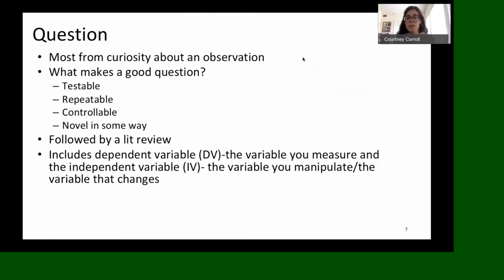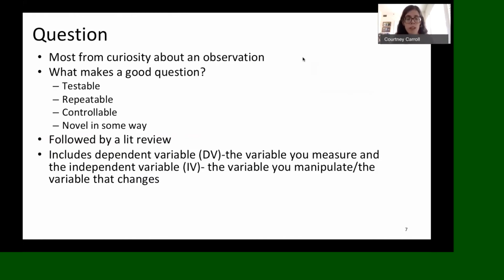And so let's dive in at the beginning here. So a question. These mainly come from curiosity about an observation. So you observe something, you notice something, and that leads you to come up with a question. Now, a good question is something that is testable. So it has to have some sort of experiment that will come from that. You can't just say, I wonder what the best state is, right? That's not a good question. There's no way to test best. Right? But if you instead said, I want to know what the biggest state is, well, that involves something that you can measure.